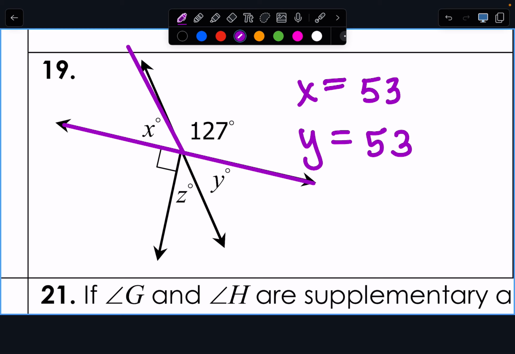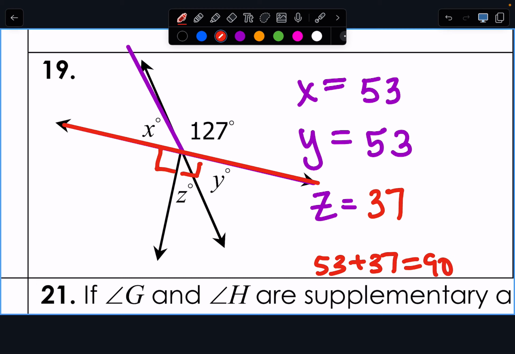Okay. And then, what do we know about angles Y and Z? They are adjacent and complementary. If this right here is a 90-degree angle, and this is a line, then these two also are 90 degrees. So angle Z would be 37, because 53 plus 37 equals 90.